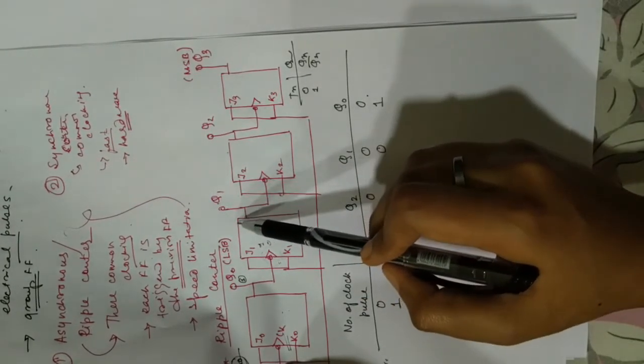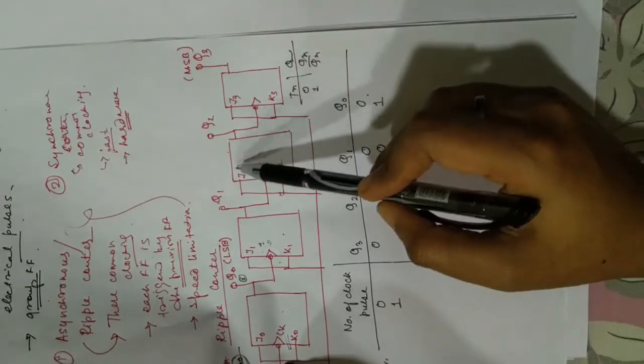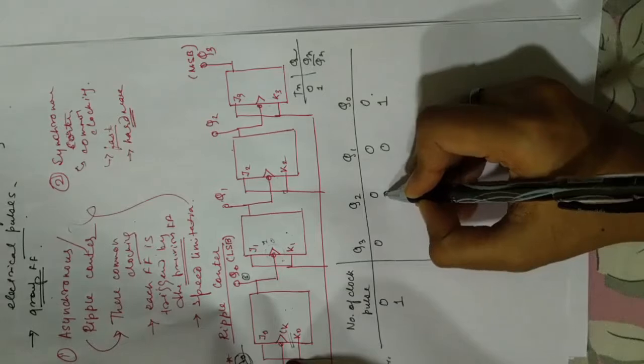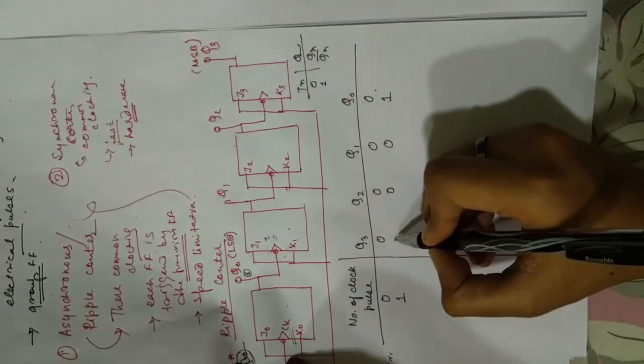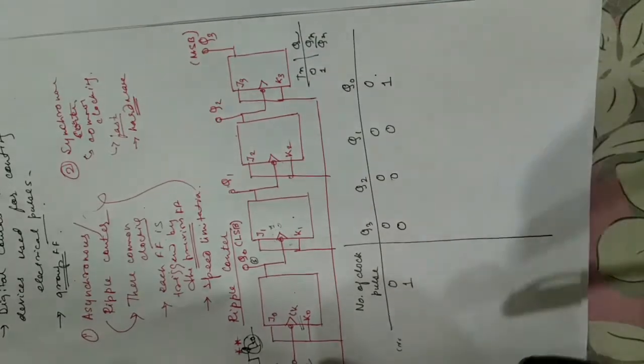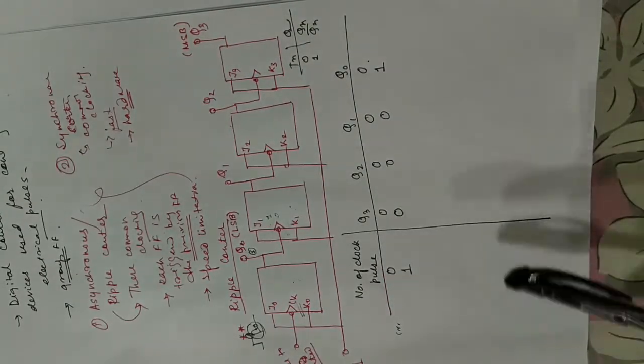Since there is no change in clock pulse, this flip-flop remains inactive and the previous value of Q2 gets displayed, and similar thing happens in case of our third or fourth flip-flop or Q3, right?